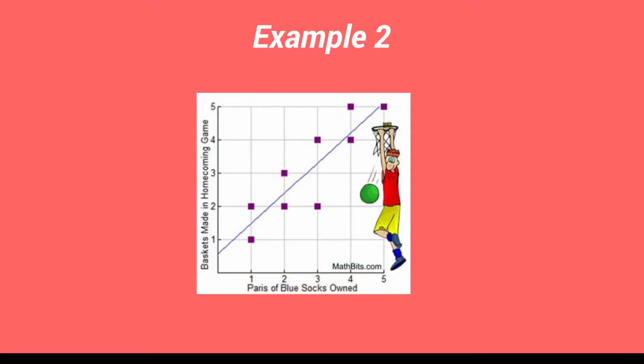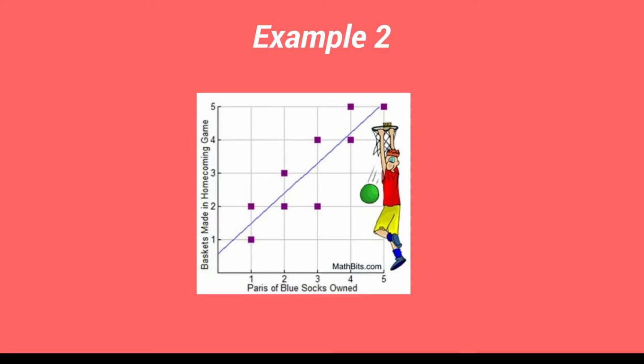In this graph, the independent variable is the pairs of blue socks owned, and the dependent variable is the number of baskets made in homecoming games. The graph shows a positive correlation between the two variables.